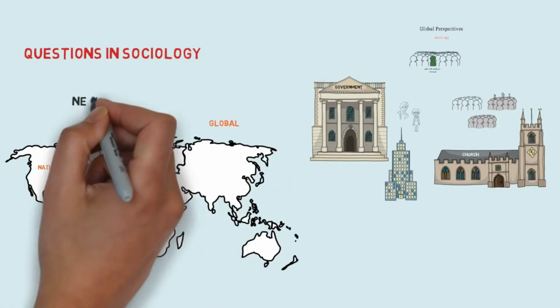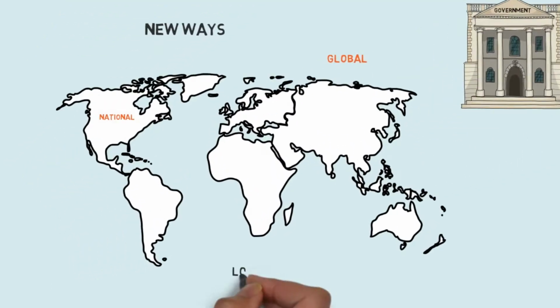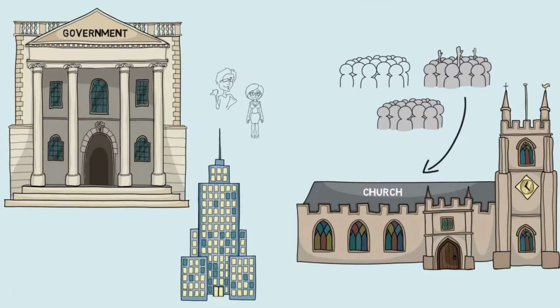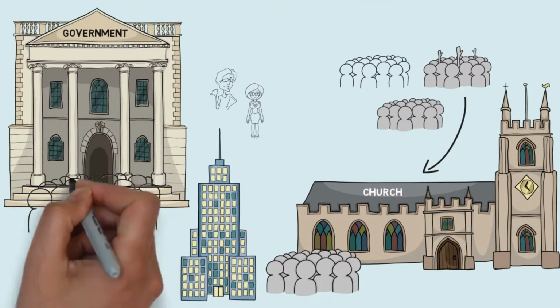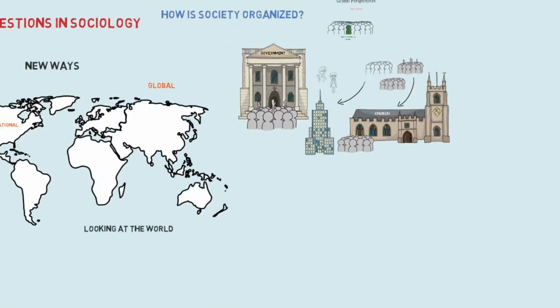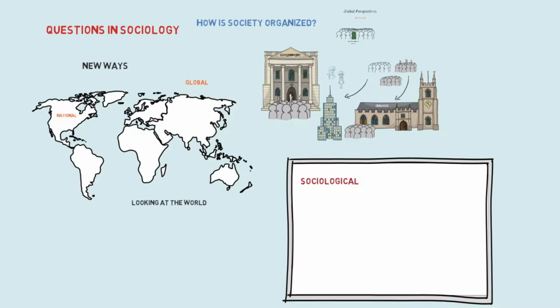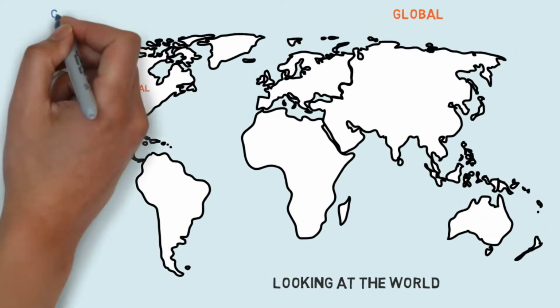Sociology provides new ways of looking at the world through the exploration of the organization of society and the connections between people and their surroundings. In this course, you will learn key sociological concepts and theories that are essential to understanding our increasingly globalized world.